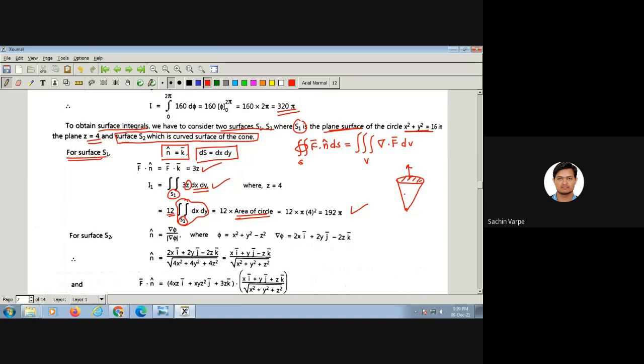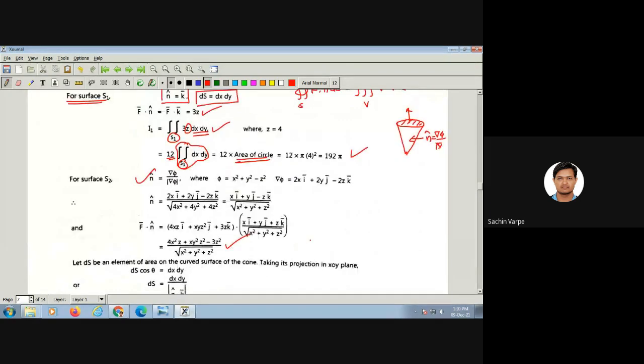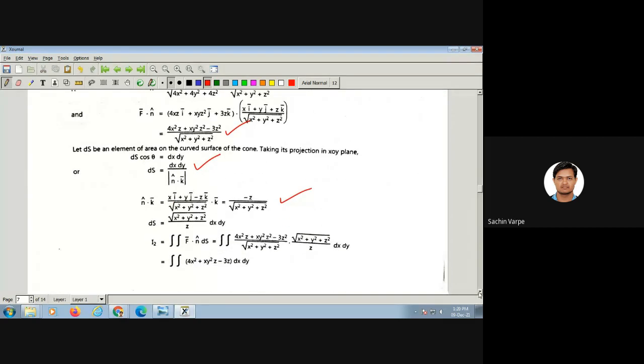So to get the n cap for this particular surface, we use the formula n cap equals del phi upon mod of del phi. Using that, we get the unit normal vector, and so f bar dot n cap will be this. Then we take the projection along the xy plane with the help of this formula, so n cap dot k cap is this. So the area element ds will be equal to this into dx dy. So we substitute into the integral.